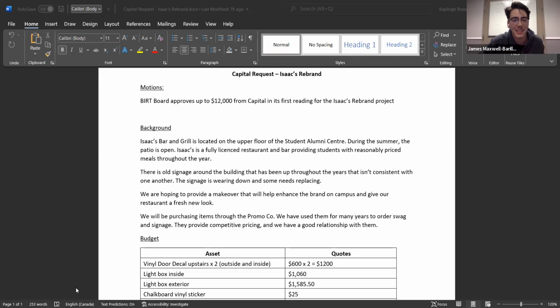Okay, so be it resolved that the board approves $12,000 from capital in its first reading for Isaac's rebrand project. So we need a mover and a seconder. So Austin and Aisha. I think this is, is anybody opposed to this? It would be good practice to see if there's any discussion on it first. Yeah, my bad.